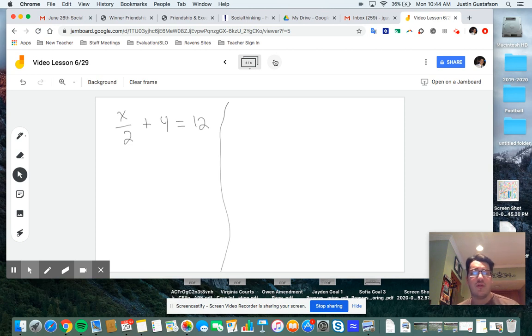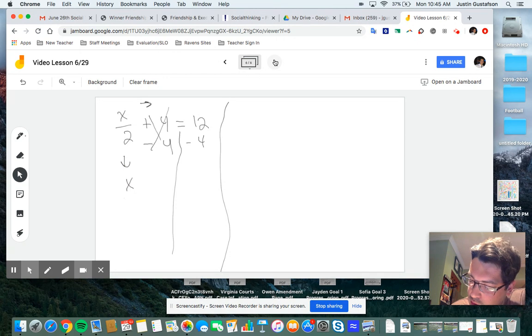Well, Mr. G, it's a division problem, so we need to multiply. Yes, but not yet. Because look what's at the right of my x. A 4. So I'm going to subtract my 4. Boom. I'll subtract my 4 from both sides. I'm going to bring down my x over 2.